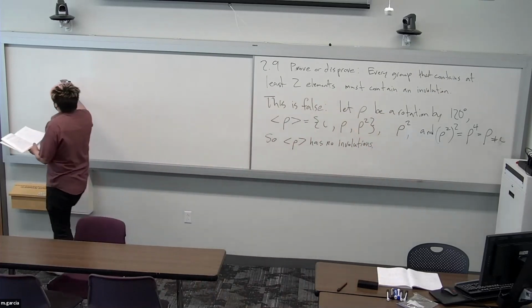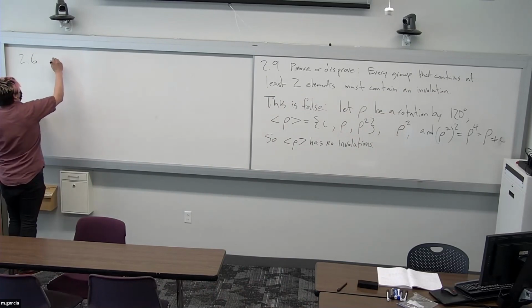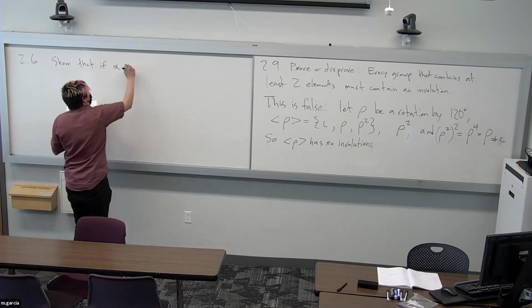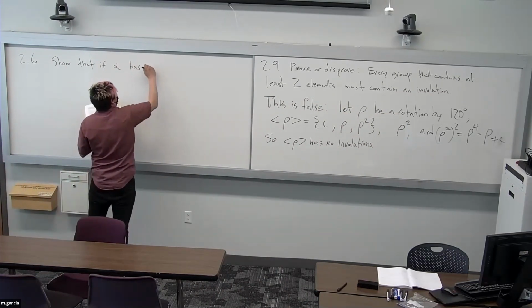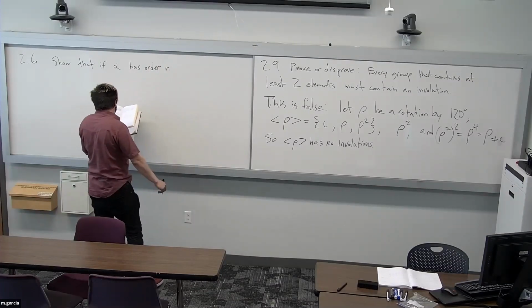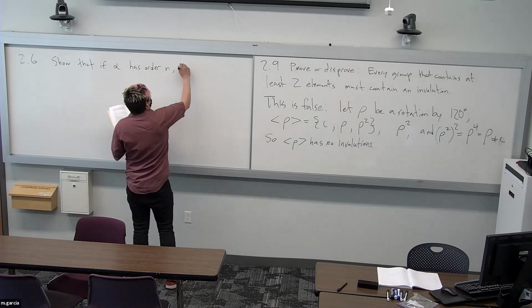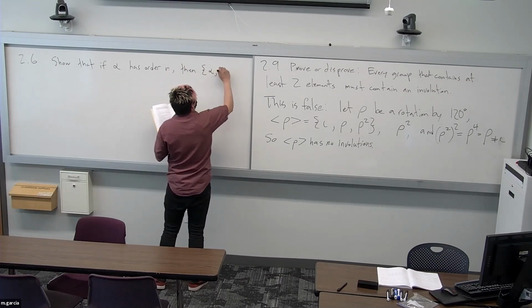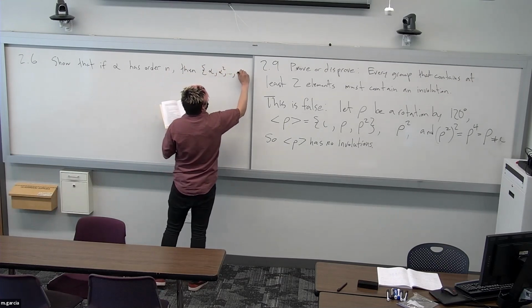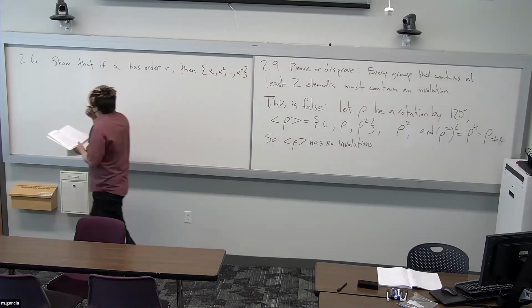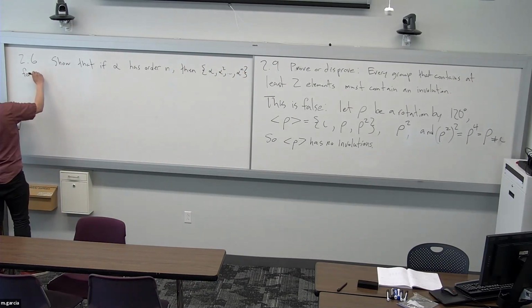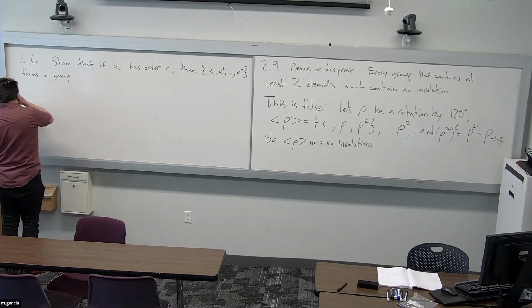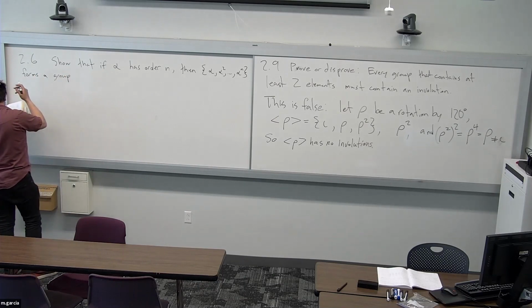Just to reiterate here, 2.6: show that if alpha has order n, then the set of the first n powers of alpha forms a group of order n.